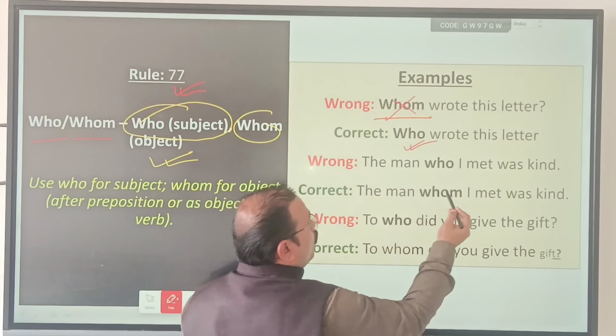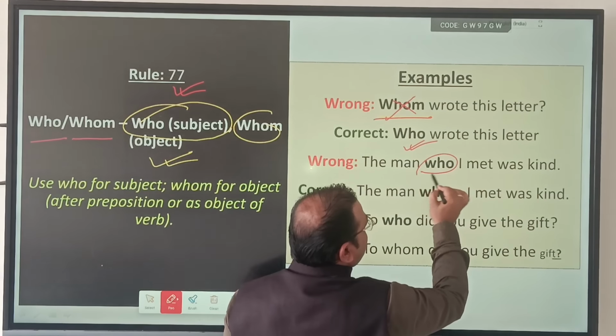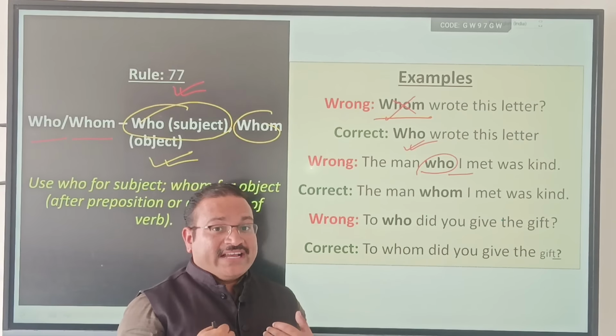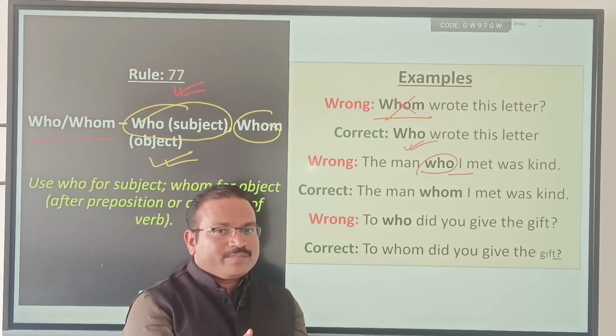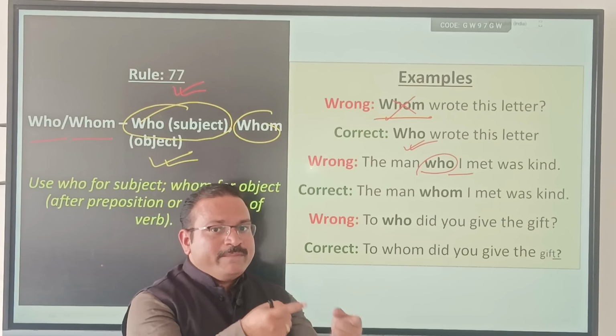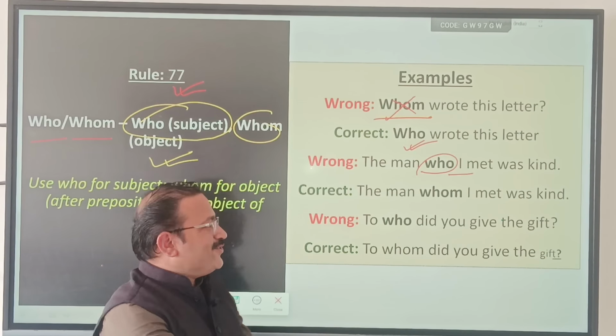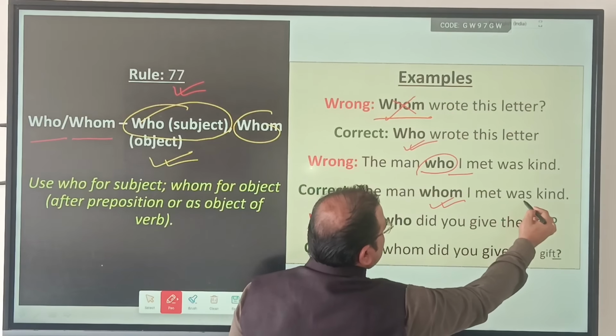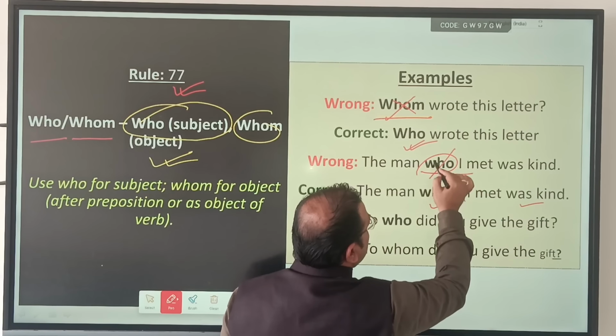The man who I met was kind. Now I am meeting someone, so I am the subject, meeting. So the one whom I am meeting is the object. So the man whom I met was kind. This is wrong.